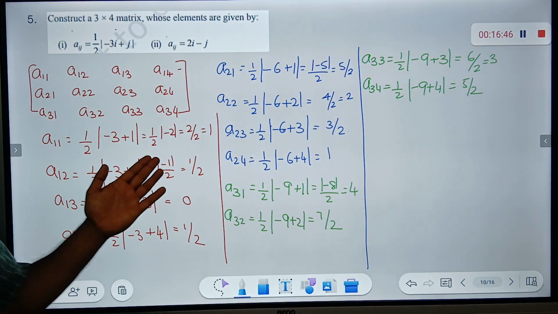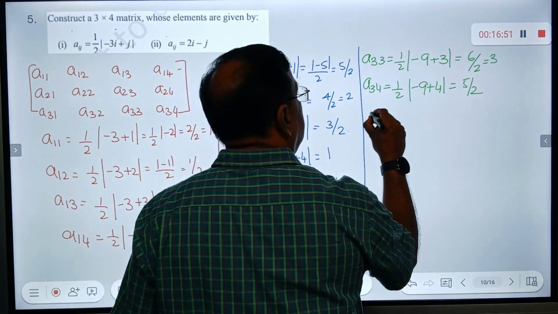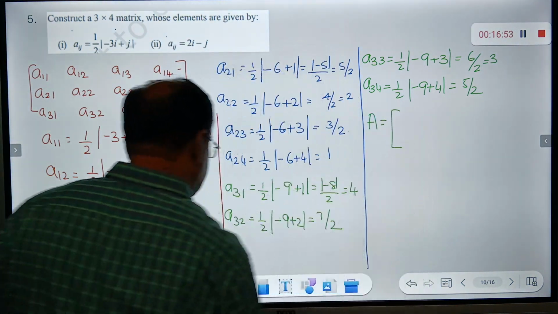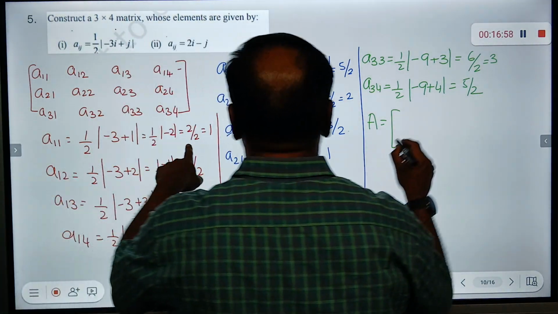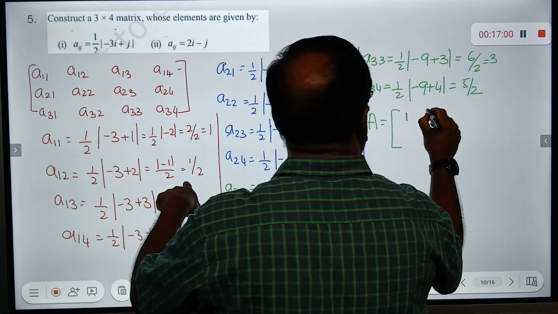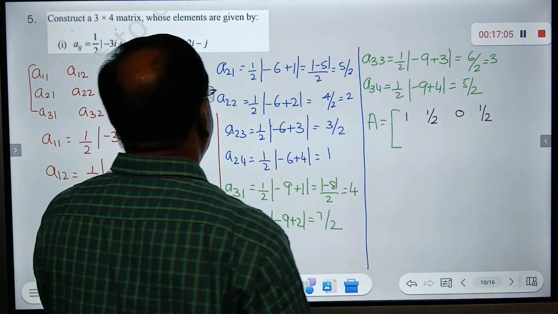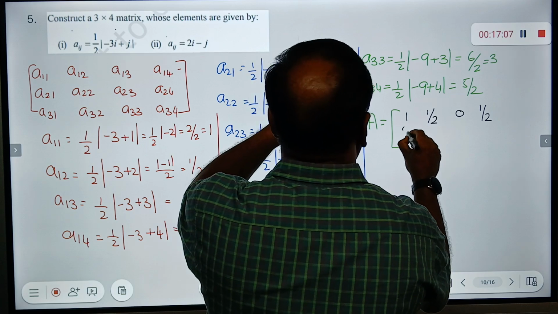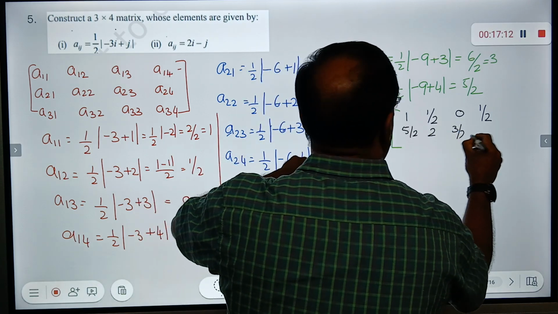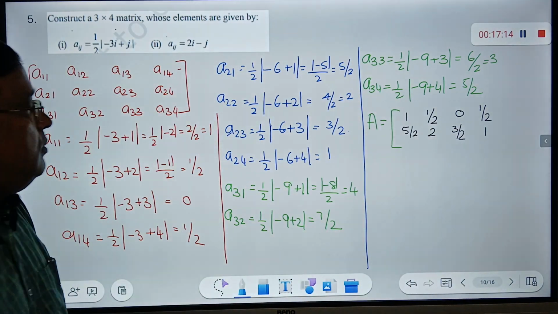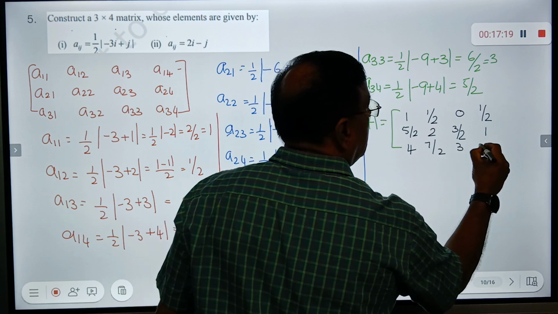I think the calculation is very, very simple. I have done it for all the elements. Now you have to put it back. Matrix A is equal to, what is matrix A equal to? First let's look at the first row. What is the first row? 1, half, 0, half. What's the second row? 5 by 2, 2, 3 by 2 and 1. What's the third row? 4, 7 by 2, 3 and 5 by 2.